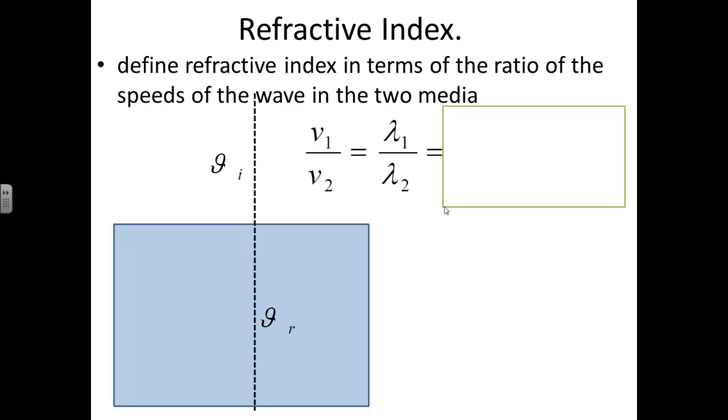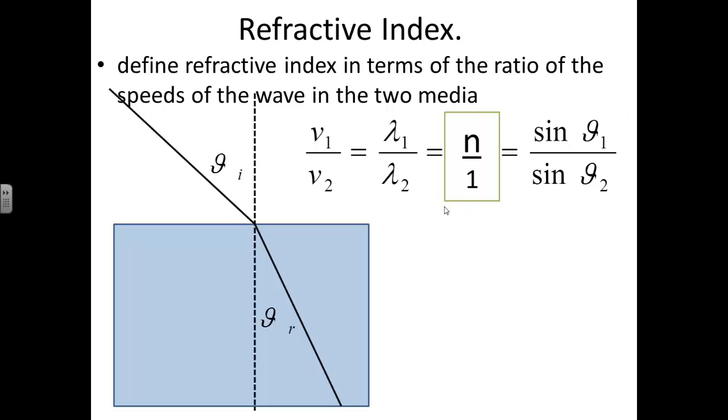So the light comes in from the air, from the first media, like that. Then it gets refracted, which means it bends towards the normal into the second media, like that. Now we can write that as the ratio of the velocities is the same as the ratio of the wavelengths, which will be the refractive index of the second medium, and it's also the ratio of the sines of the angles. This is basically Snell's law.